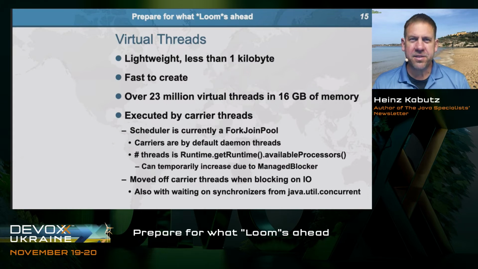And virtual threads, first of all, use a lot less memory. They're typically less than 1 kilobyte. They are very fast to create. As you saw, they were constructed more quickly than with the platform threads. And I tried it out, you can make over 23 million virtual threads in 16 gigabytes of memory. So it's quite amazing how much you can actually make with that.